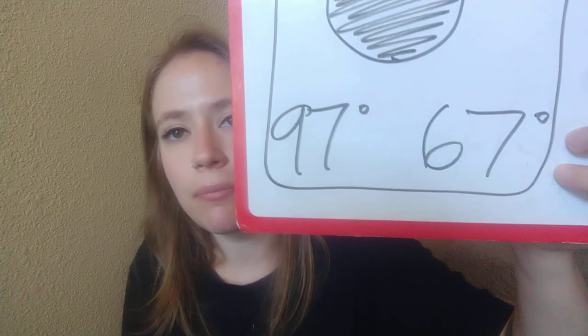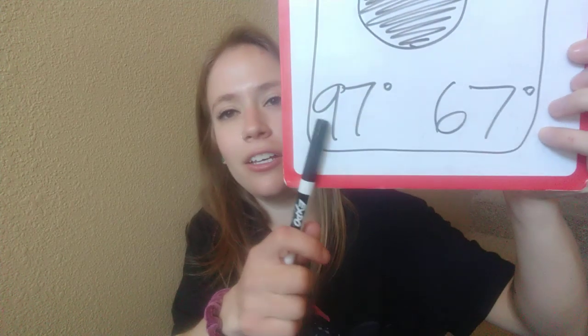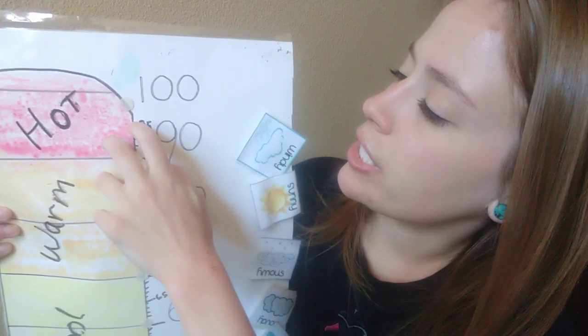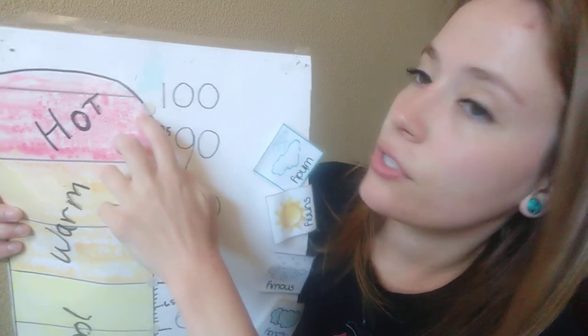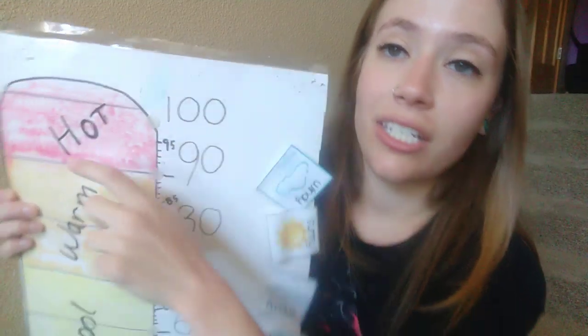So my question for you is, what will be our highest expected temperature today, or which one is closer to 100? 97 degrees or 67 degrees? So if you said 97 degrees, that's correct. So let's go ahead and see where that falls on our scale. And we can find 97 by finding 95 and then adding 2, because 95 plus 2 is 97. So I'm going to go up about 2 more spaces. So 1, 2. So right there. So we are in that hot temperature range. So it will be hot today.